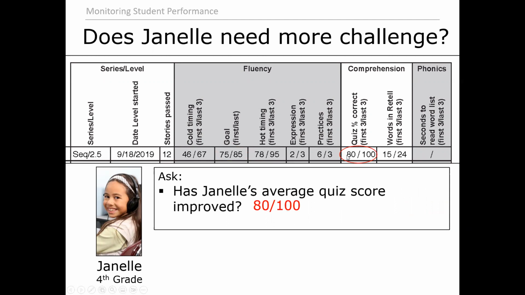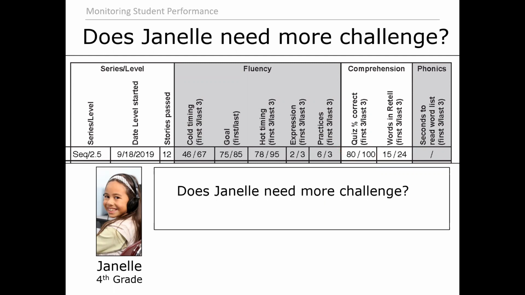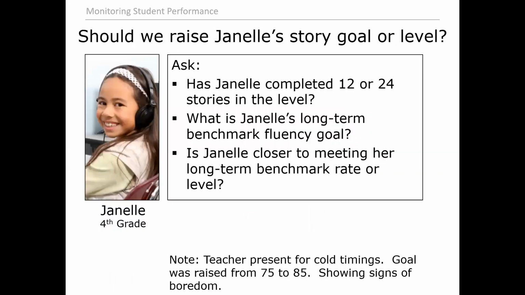Her quiz started out strong and she's at 100%. Think about that for a moment. If your Students at a Glance report has 100%, that means the average of the last 3 is 100%. She's gotten 100% on at least 3 passages in a row. That tells me she needs more of a challenge with content, right? Her practices have been cut in half as well. So obviously Janelle needs more of a challenge. There's no question about that. The question is, what do we do?